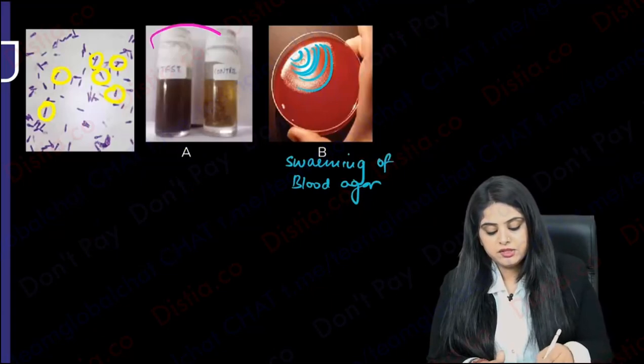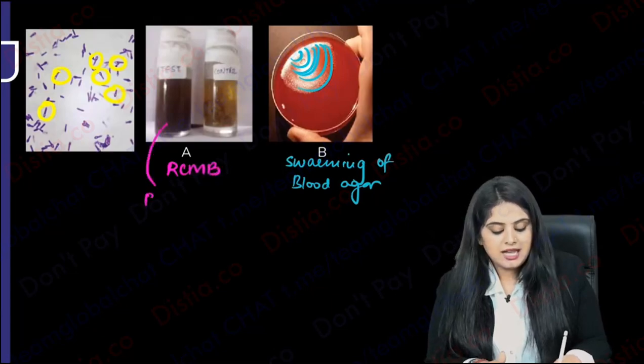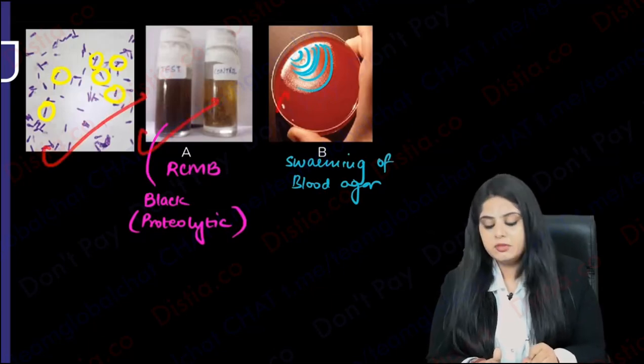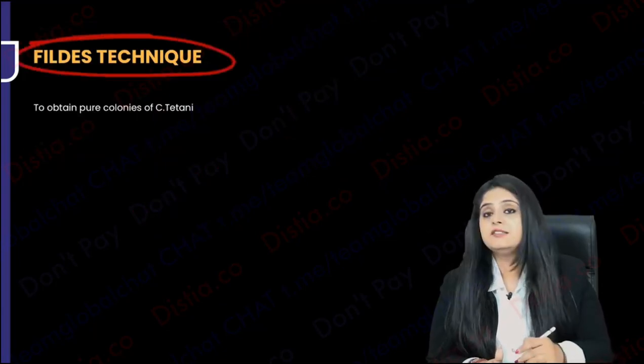Have a look at this Robertson's cooked meat broth, and in this Robertson's cooked meat broth, you can see a black color has occurred. Black color is actually indicative of a proteolytic reaction, right? So simple. You can see the drumstick appearance, Robertson's cooked meat broth, swarming ability, all of that is done. But one bookish knowledge is known as what is Fildes technique.